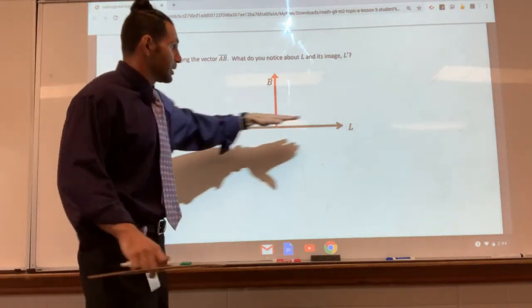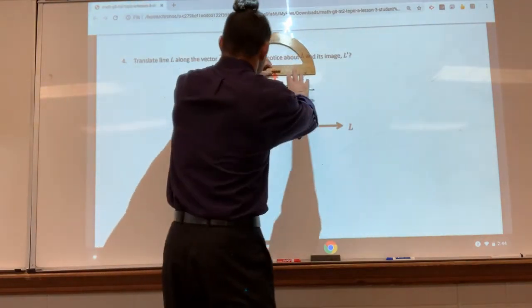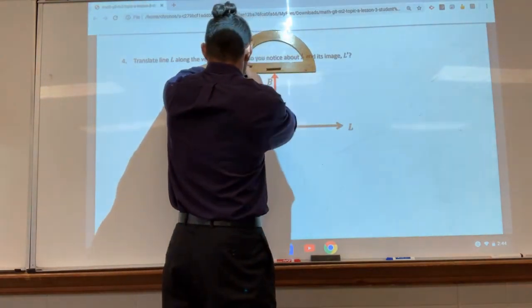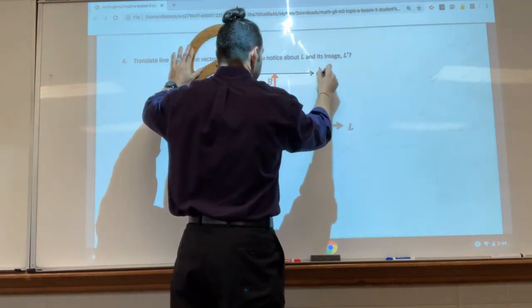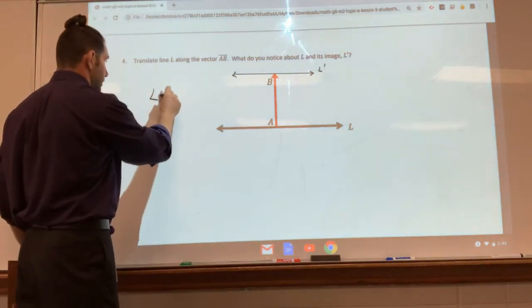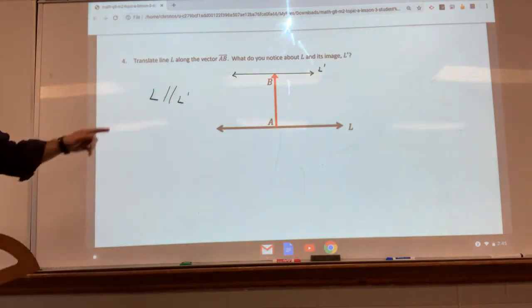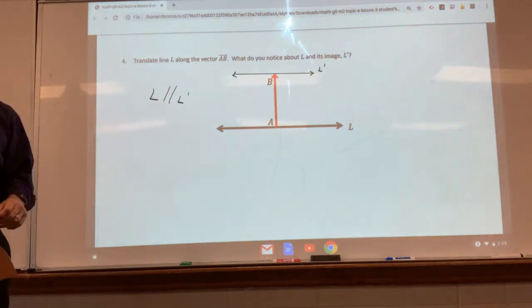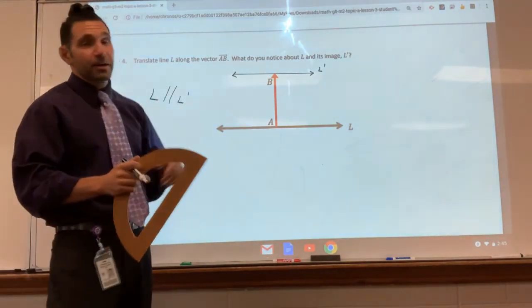Well, if I'm not going left and right, and I'm moving it up, down, or at an angle, when I translate this, we know a couple things. The way that I can say this is L is parallel to L prime. Those two slanted lines mean parallel. This line is parallel to this line.